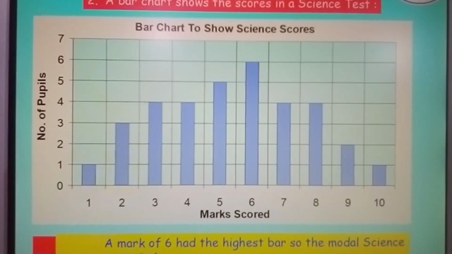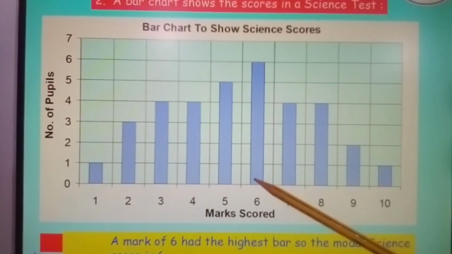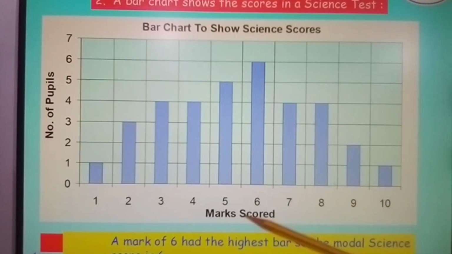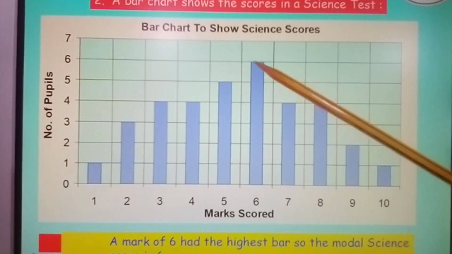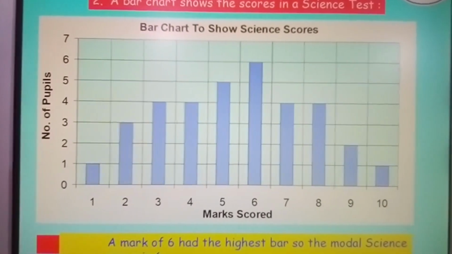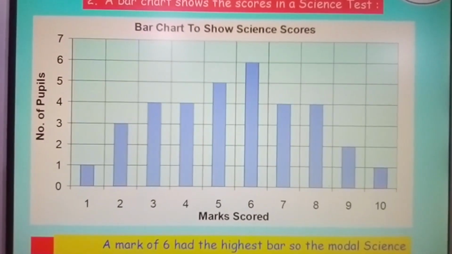Thank you, okay? And that is where our value 6 would have come. The mark of 6 had the highest score. You can almost see that 6 pupils had the highest score, scored 6.